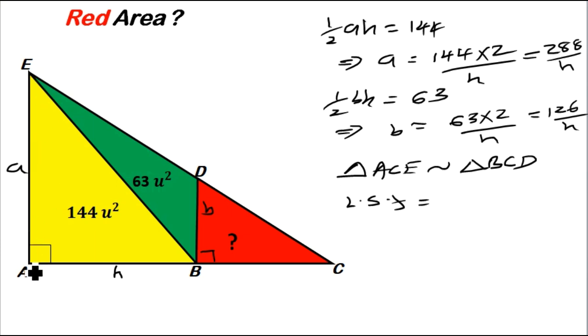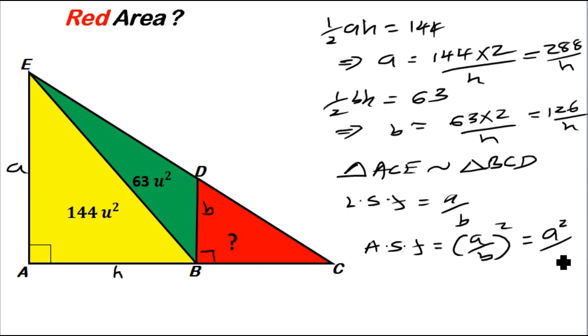So if we start with the linear scale factor, when you compare the bigger triangle to the smaller triangle, one length of the bigger triangle is A over the length of the smaller triangle B. So the linear scale factor is A over B. Now from there, we can get the area scale factor. You get the area scale factor by squaring the linear scale factor. So that is going to be A squared over B squared.